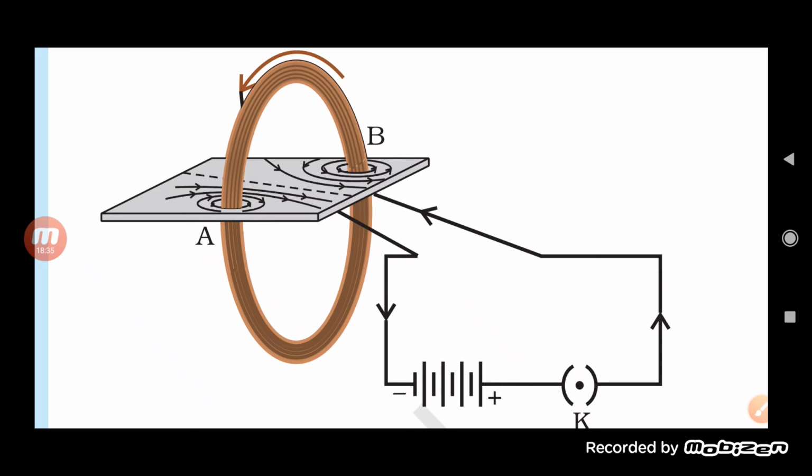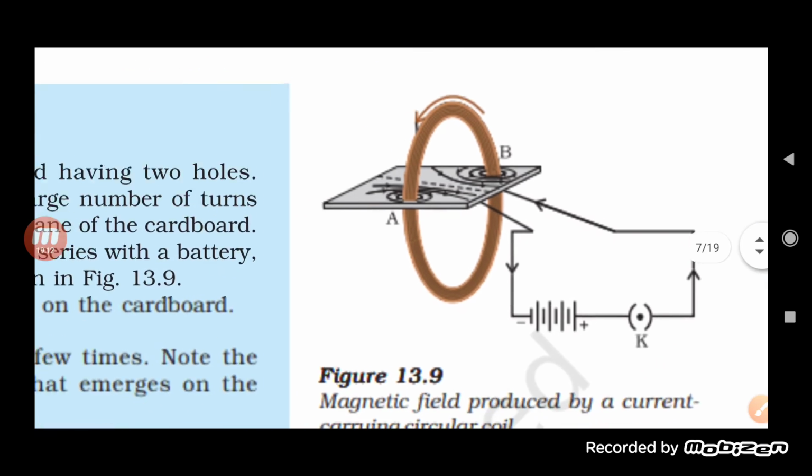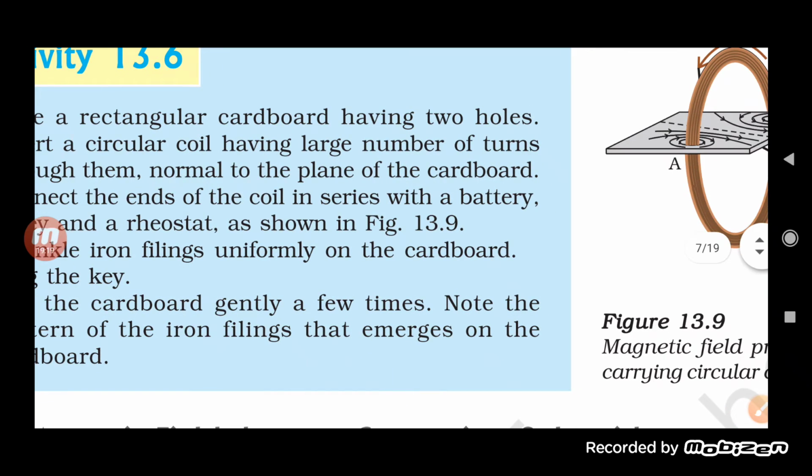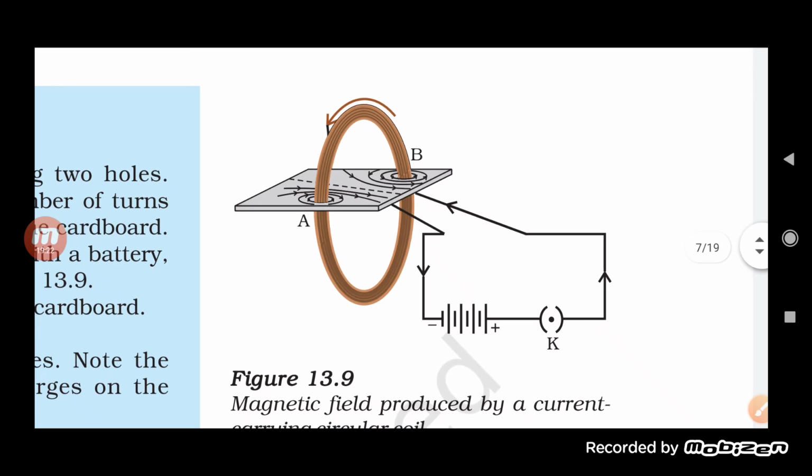So here you will find that if you sprinkle a lot of iron filings on the cardboard, then when the current passes through it, the iron filings present here will arrange themselves in a pattern, and that pattern is similar to the pattern that we found in the first one. So it behaves like a straight current carrying conductor, in which concentric circles are also formed here. So we can say that even if a circular loop is there, it will produce a pattern of iron filings. That pattern can be seen by us.